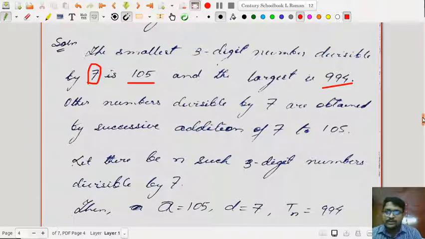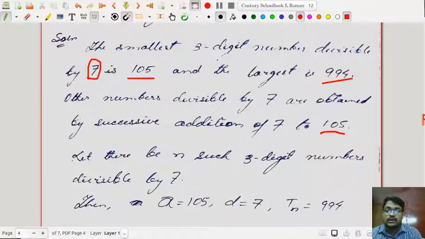So ultimately multiples of 7 form an arithmetic progression, nothing else, right? Not only 7, multiples of any number form an arithmetic progression. Of course, we have to fix the starting point. So in this particular case we have fixed the starting point as 105. So we are counting all the multiples of 7 starting from 105, right?